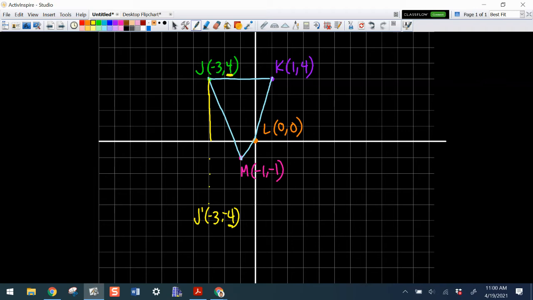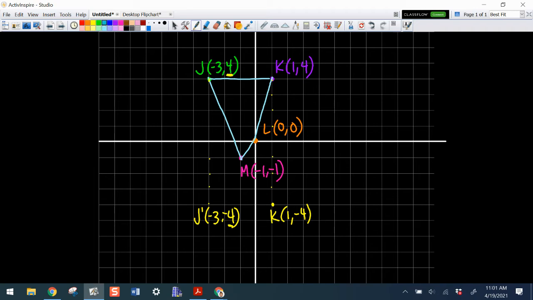So we'll do the same thing with K. K is located 1, 2, 3, 4 units above the x-axis, so now K prime will be 1, 2, 3, 4 units below the x-axis. So it will still be at (1, negative 4).